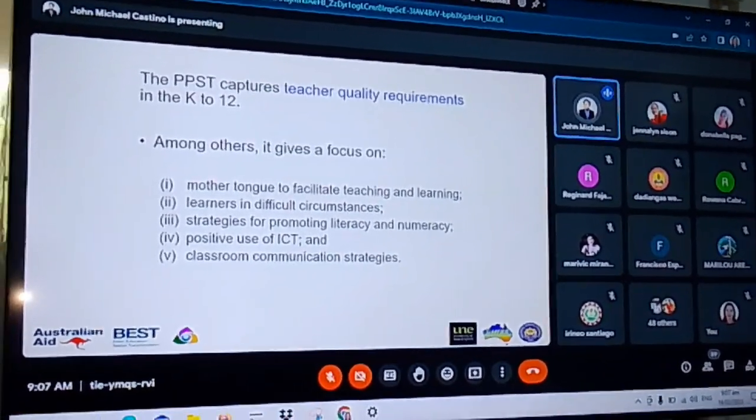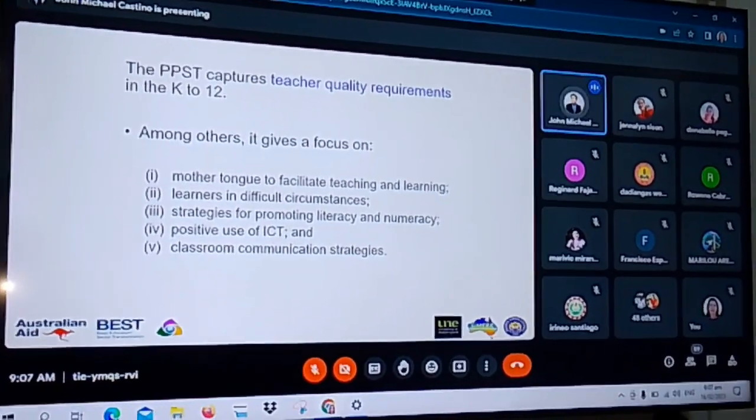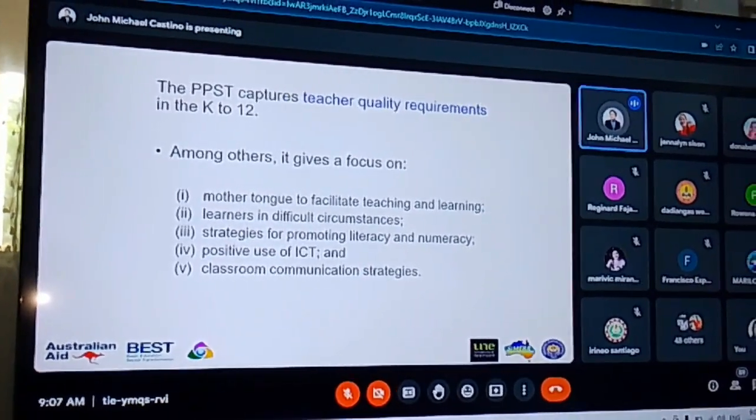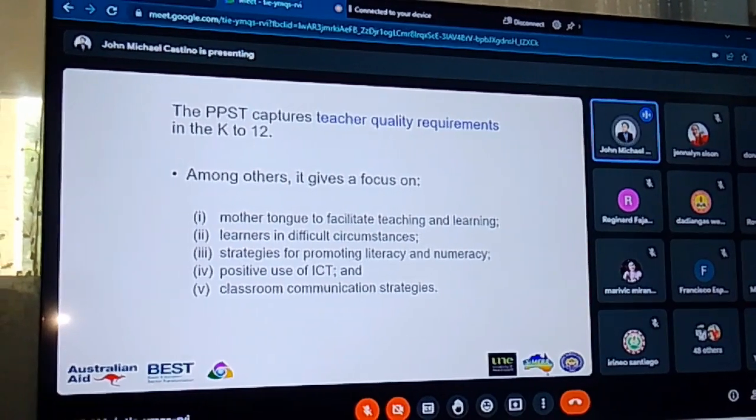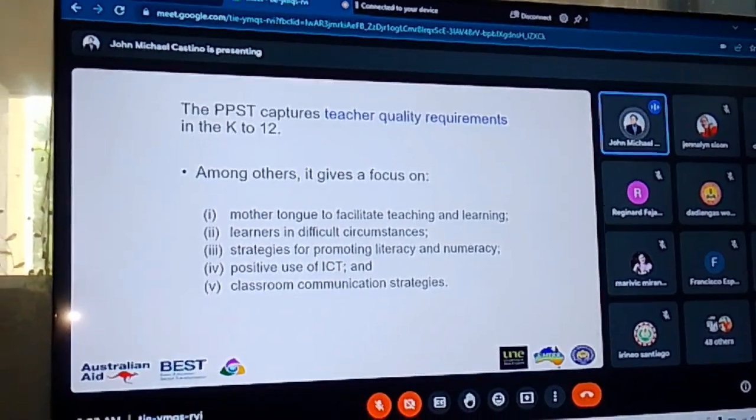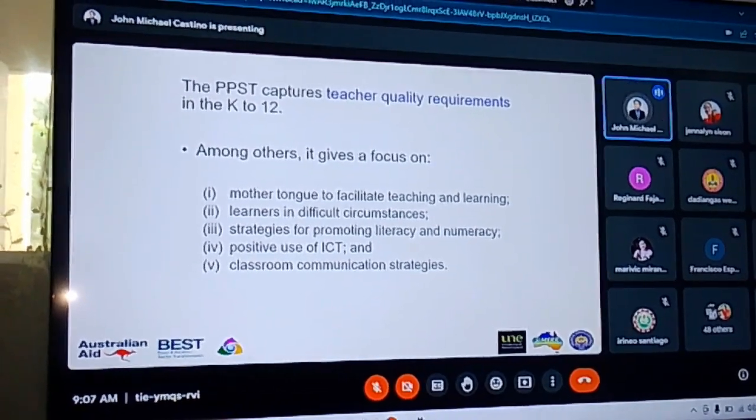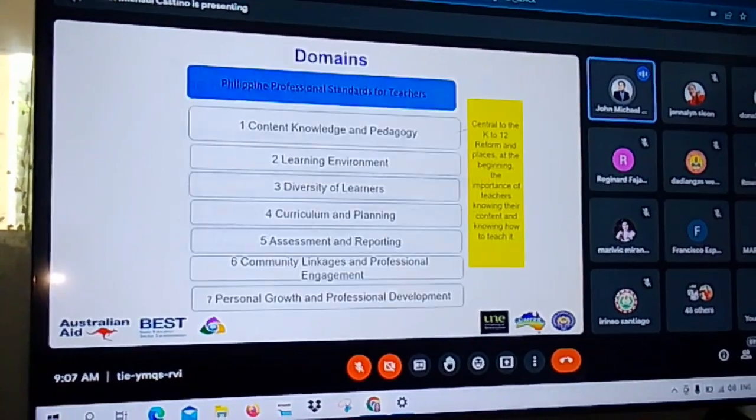We also have the focus on the positive use of ICT, with in mind the 4 C's of the 21st century learning. We have critical thinking, communication, collaboration, and creativity. I repeat, critical thinking, communication, collaboration, and creativity.